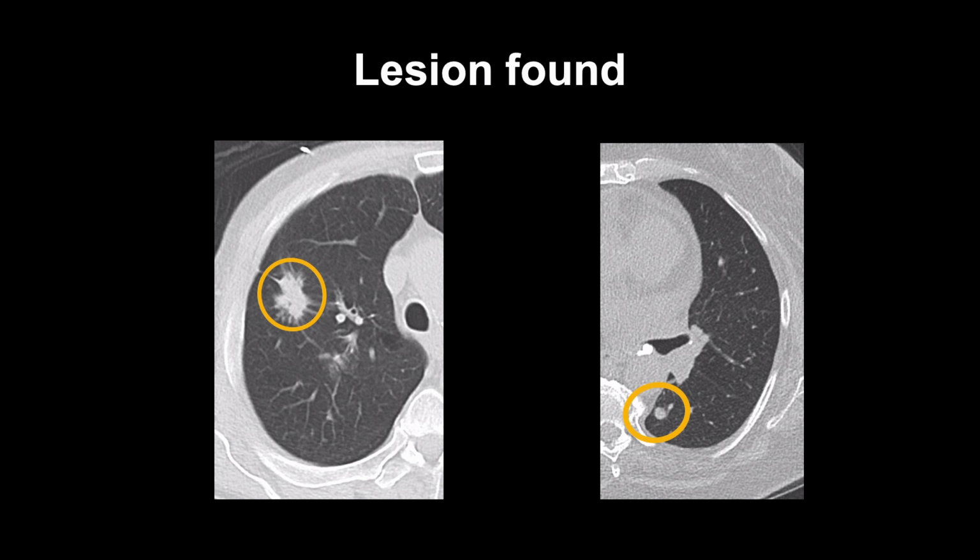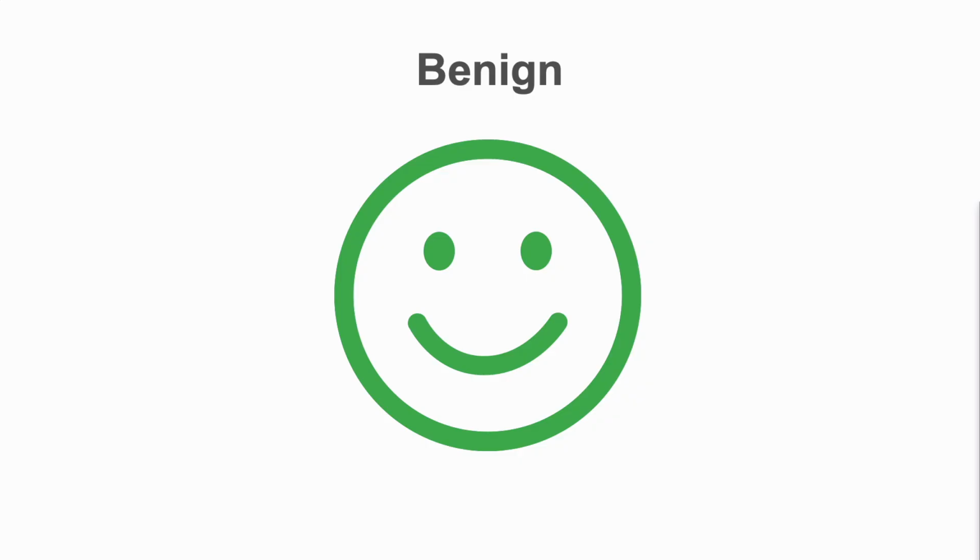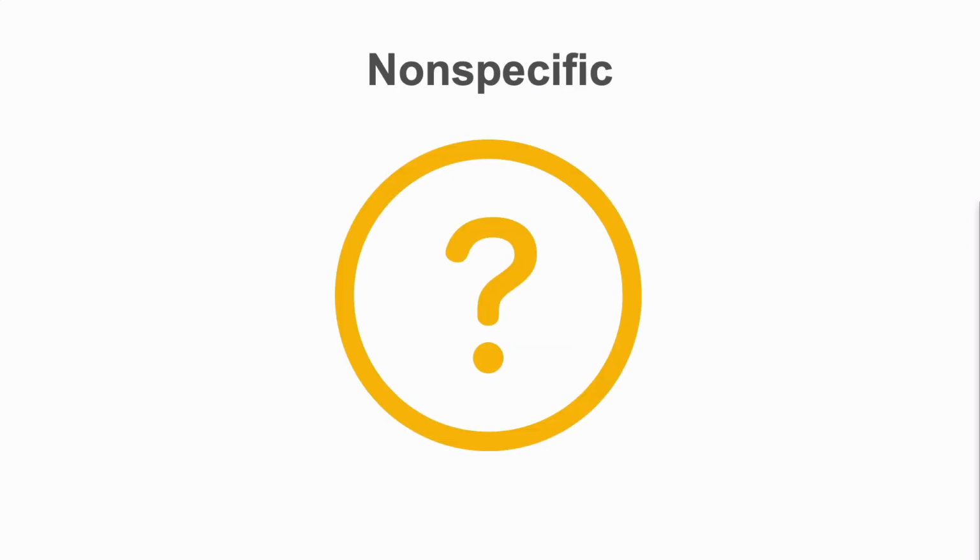If a chest CT is performed on a patient with signs or symptoms suggestive of cancer and a lesion is found, the first question to ask is whether it is benign or nonspecific. Recall from our previous discussion of pulmonary nodules that CT cannot diagnose whether a nodule is malignant or not. If characteristics specific to benign nodules are present, such as stability over time, we can call it benign. Otherwise, we call it nonspecific. That is, it may be benign or it may not be.